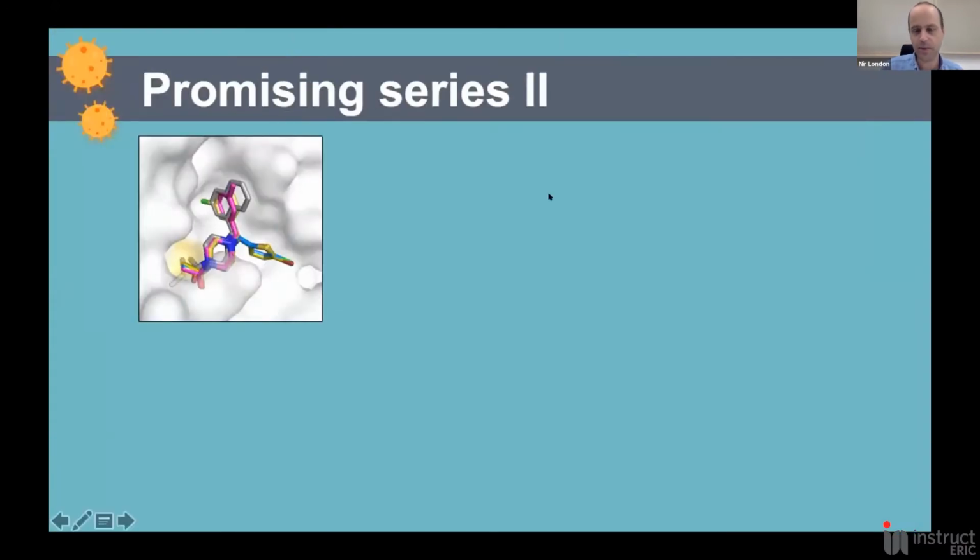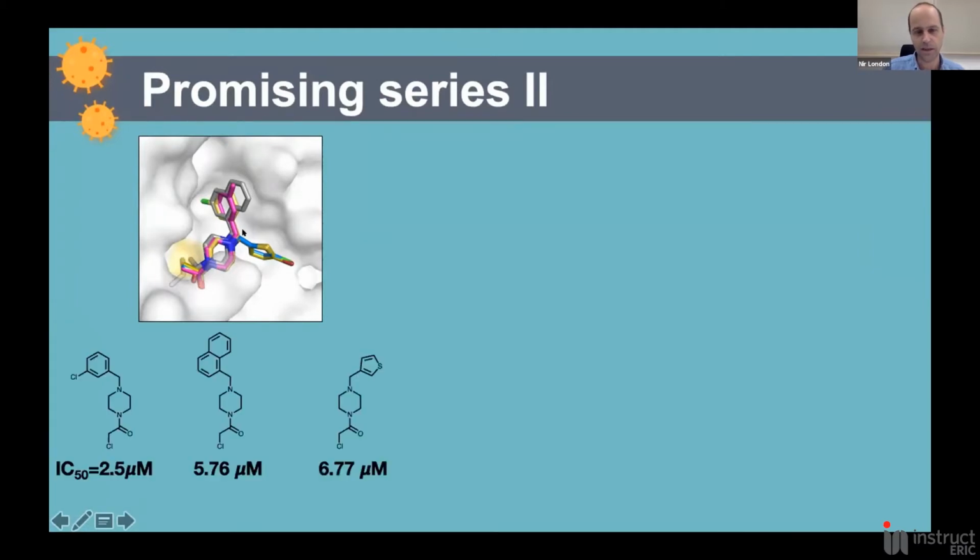As a second example, I want to focus on a covalent proposed series. So many of the covalent fragment hits that came up from the screen were chloroacetamide piperazines. And you can see that some of them go into the chlorophenyl pocket that I just described, whereas other heterocycles go in a different direction, and these can obviously be merged.